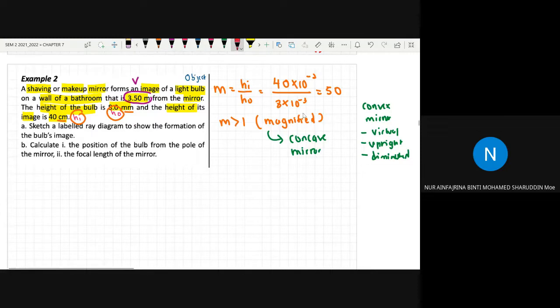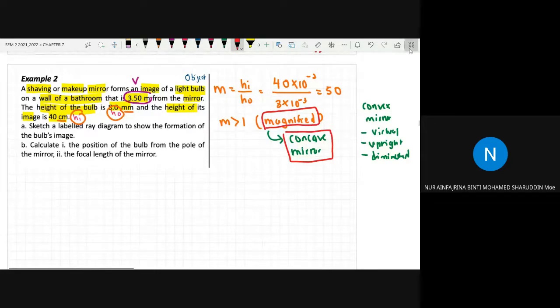So bila dia 50, maksudnya dia adalah concave mirror sebab dia magnified. So dia tak boleh jadi convex mirror. Okay, so kita dah determine. Dia adalah concave mirror dan dia adalah magnified. Okay, sekarang Miss nak tanya. Kita nak letak objek kita dekat mana supaya kita dapat magnified image? Anyone?